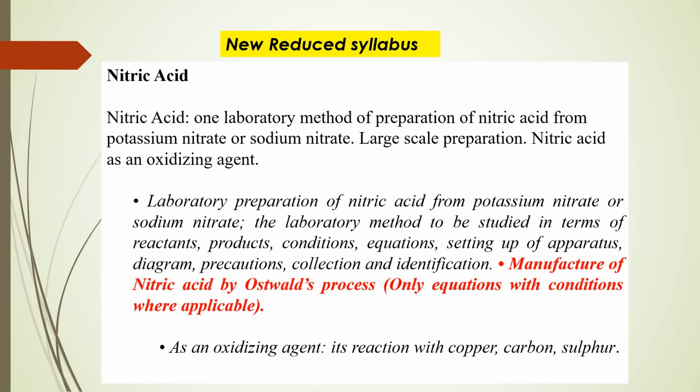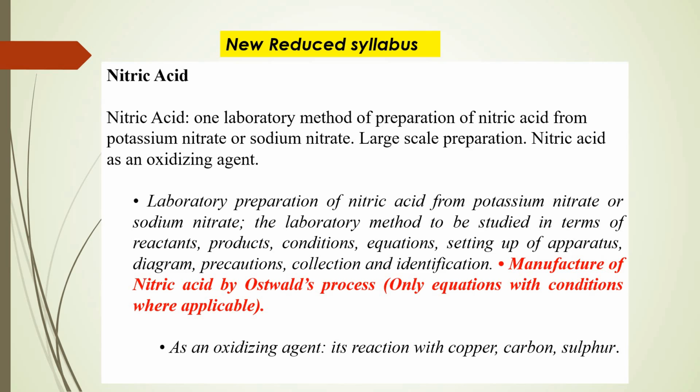Now nitric acid, as I said earlier, is a very important reagent, and in 1914 a German chemist, Ostwald, came up with a very brilliant process of making nitric acid on a large scale, and he named this process after himself, the Ostwald process, which involves 3 different steps for the manufacture of nitric acid.